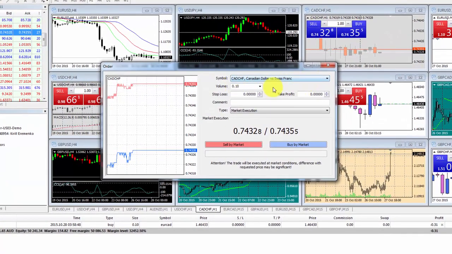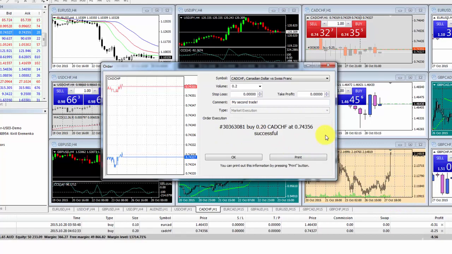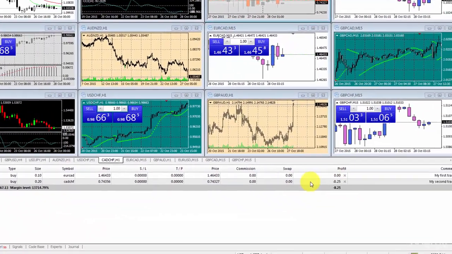All right, so Canadian Swiss franc. Let's say we want to place an order which is 0.2 lots, right? And let's say in this case we want to also buy. So no stop loss, take profit, and say my second order, second trade. We're not using capitals, right? So let's say second trade. Market execution, a buy by market. And there we go, it's done. So you can see it adding up here.